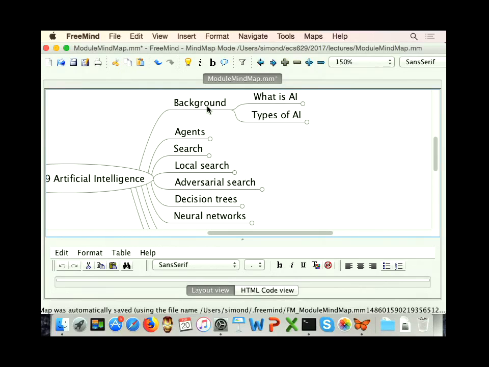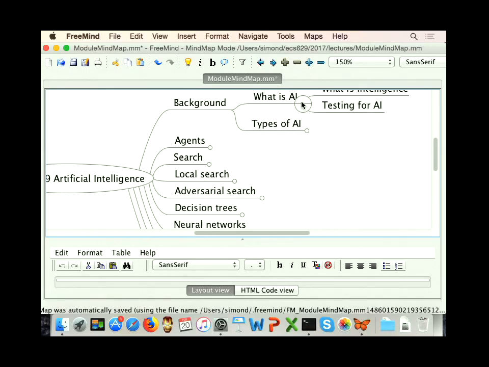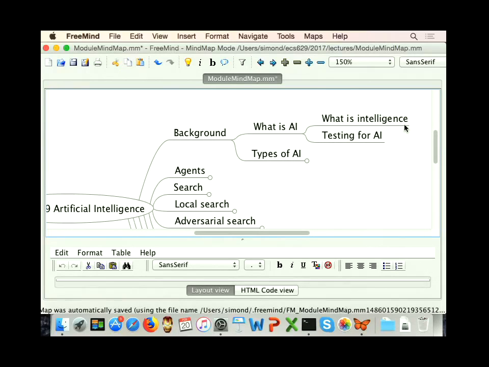So, in the background lecture, we covered what is AI and different types of AI. Now, of course, the background was a lot of stuff which was just kind of motivational and setting the scene for the topic. Not a lot of hardcore content which would be difficult to study for exams. But we did talk about, and I'd like you to be able to say sensible things about, what we mean by intelligence, what different ways of thinking about it are, and how would you test for it?